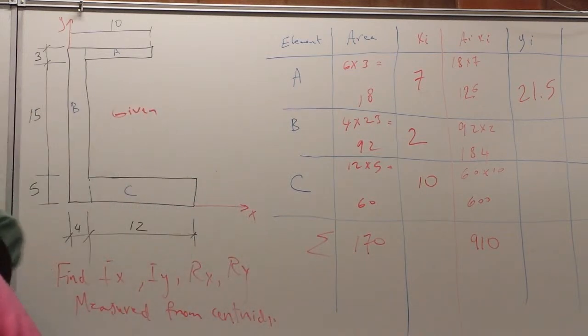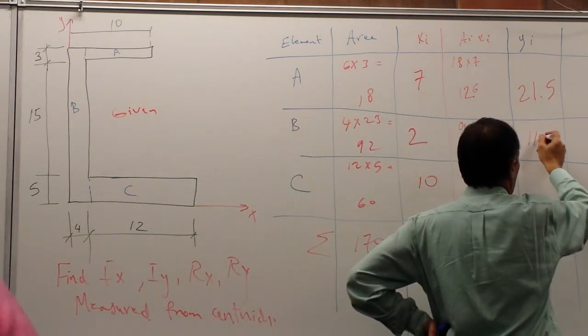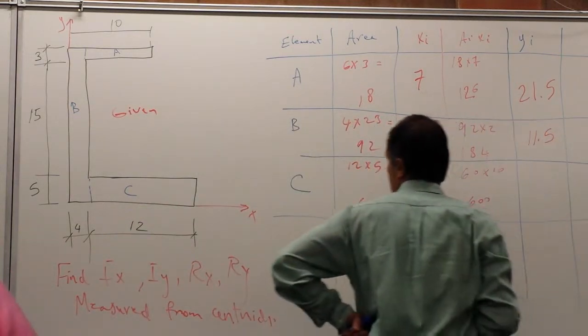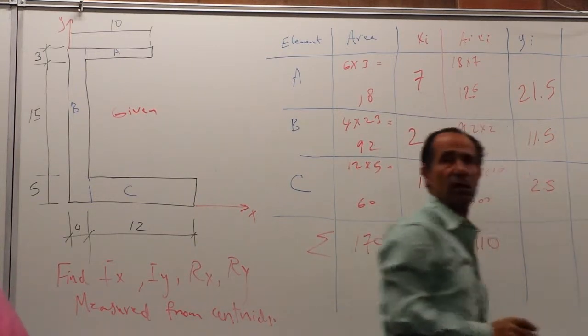Next one is 11.5. B is 23, so 11.5. The last one is 2.5. Correct? Everybody?